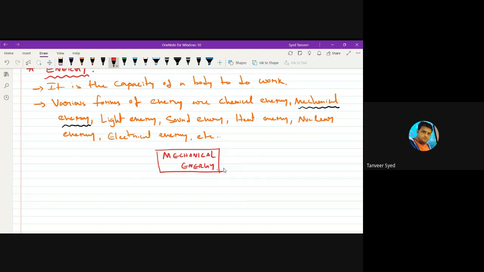A person can run 1 kilometer. Another person can run 2 kilometers. Who has more energy? The one who runs 2 kilometers has more energy because he is able to do more work. He is applying effort, putting some force and getting displaced. So he is doing greater work, so he has more energy.